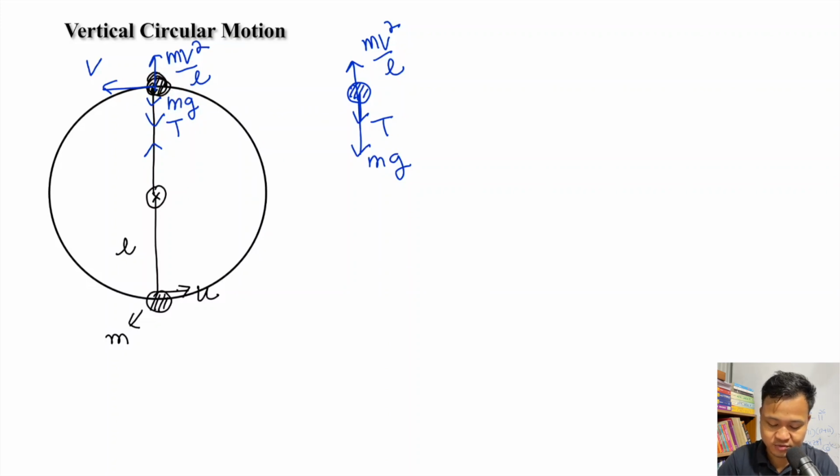Okay, the condition for a complete circle: the tension at the topmost point should be greater than or equal to 0. Okay, remember that point. Now between the bottommost point and the topmost point, we apply energy conservation. So if I conserve the energy, E initial equals E final.